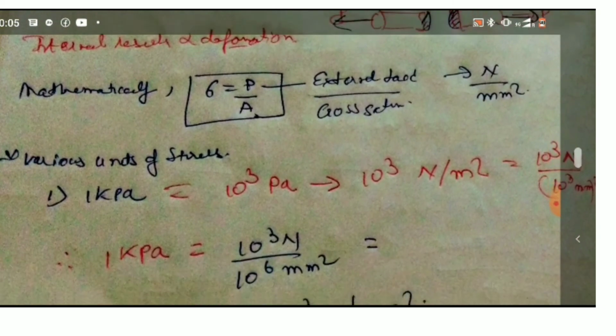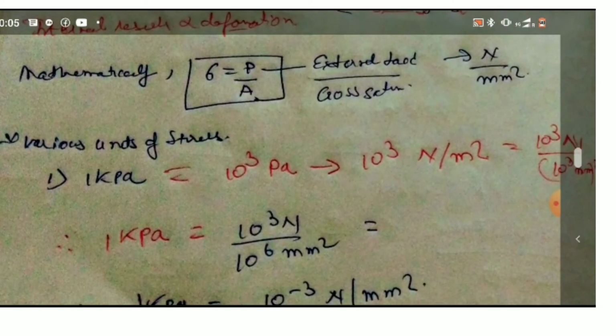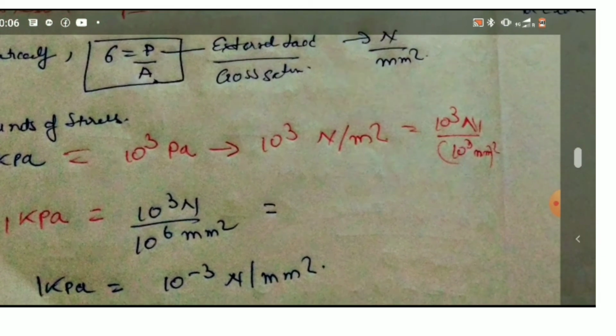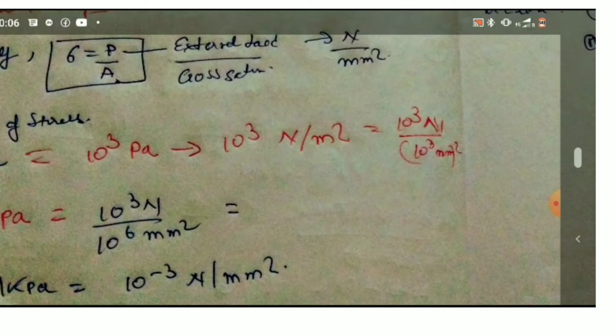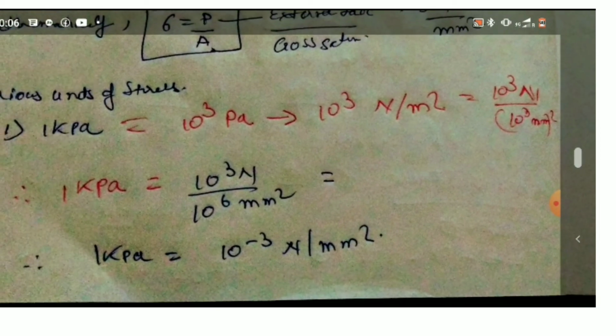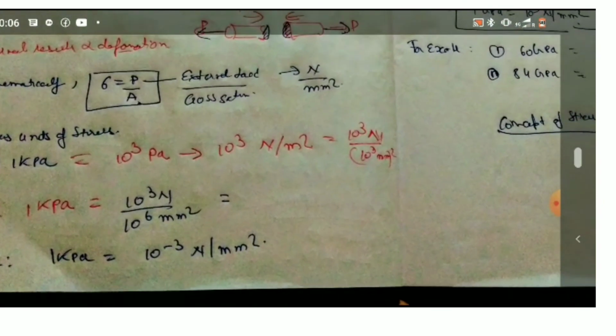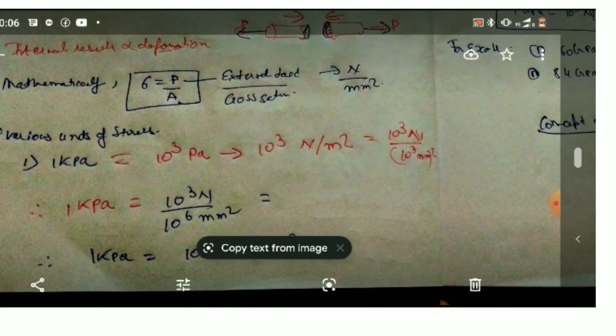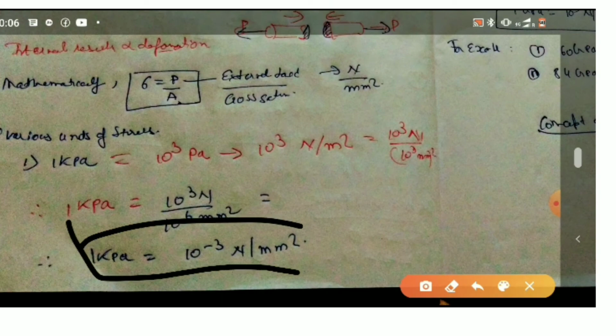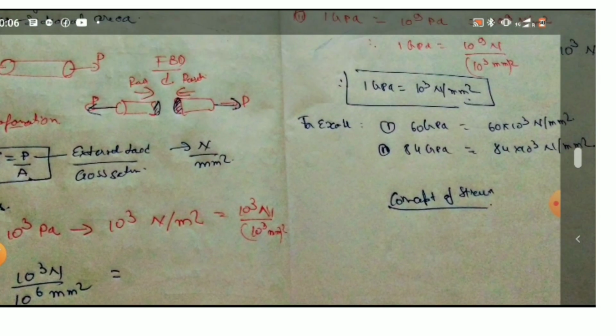What are the various units of stress? This is very important for numericals. 1 kilopascal is equal to 10 to the power 3 Pascal. Pascal you have to write as Newton per meter square. Newton per meter square you have to change to 10 to the power 3 Newton by 10 to the power 6 millimeter square. So 1 kilopascal is equal to 10 to the power minus 3 Newton per millimeter square. This is a very important unit. You all have to remember it if you are going to solve numericals.